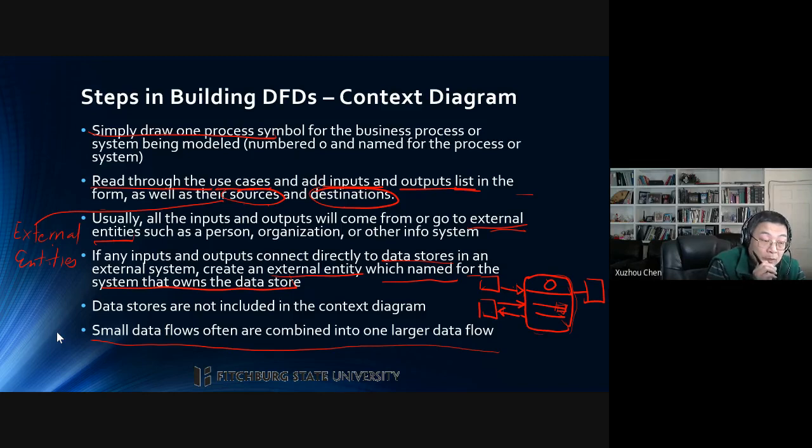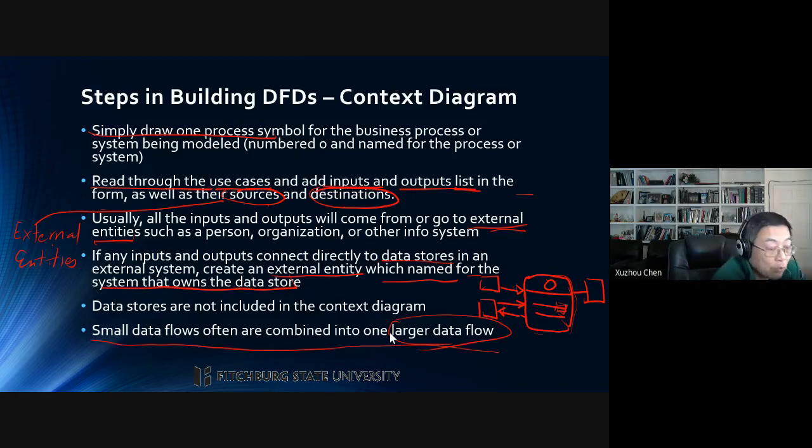So that's something we're also going to talk about. If you combine small data flows into a larger data flow, it doesn't necessarily mean you're going to change any of the data flow. You don't change the data flow. Whatever data comes back and forth between the external entity and the system will still be the same, except the larger data flow just combines these small data flows into one, so you can save some space.